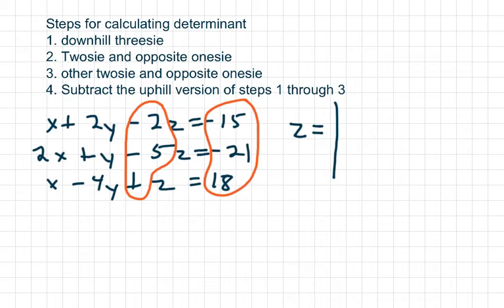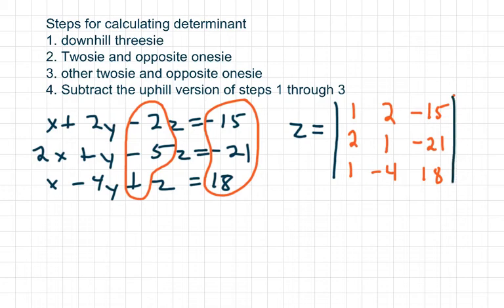Okay, so you're going to see here when I do this, I leave my x's alone. 1, 2, 1. My y's stay the same. 2, 1, negative 4. But now where my z coefficients were, I replace them with negative 15, negative 21, and 18. And that will be what my z quote-unquote determinant looks like, except I'm going to divide whatever number I get for that by our determinant, which we found out was negative 15.